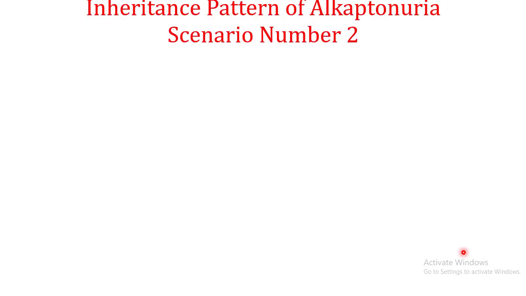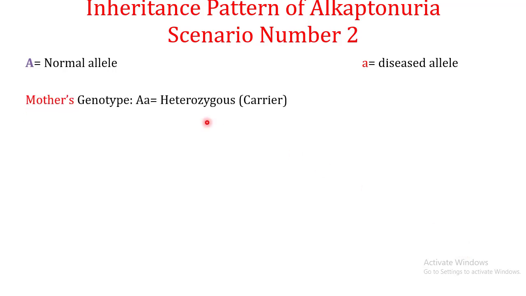Let us talk about the second scenario. Say, for example, the mother's genotype, she is heterozygous. So that would mean she is not normal. She is the carrier for the Alkaptonuria. And you need to understand the concept of the carrier.